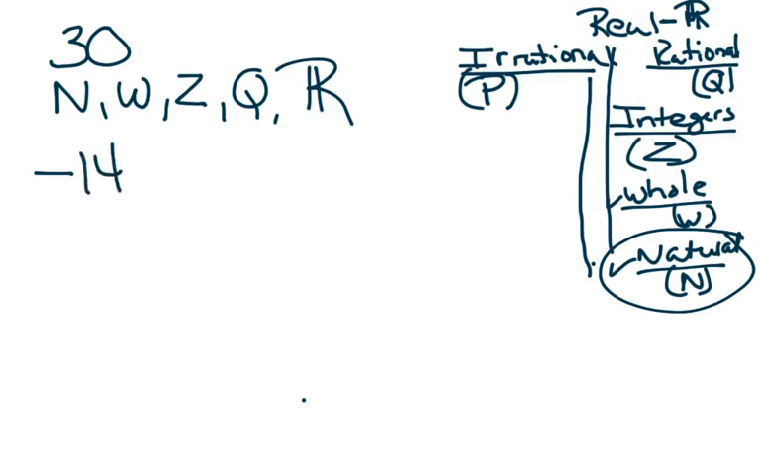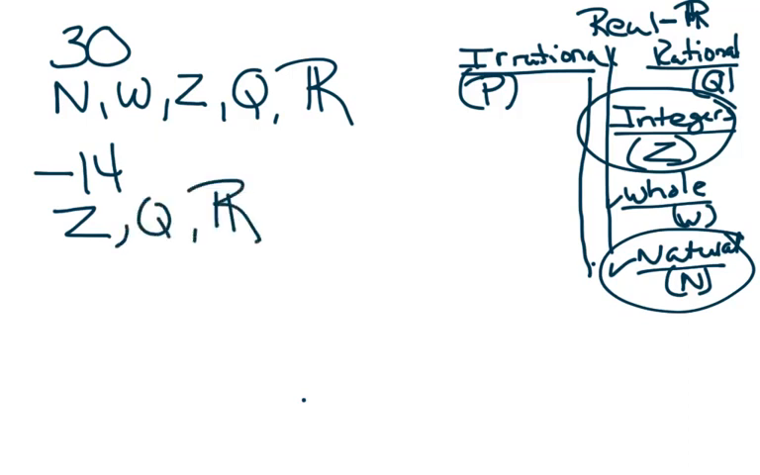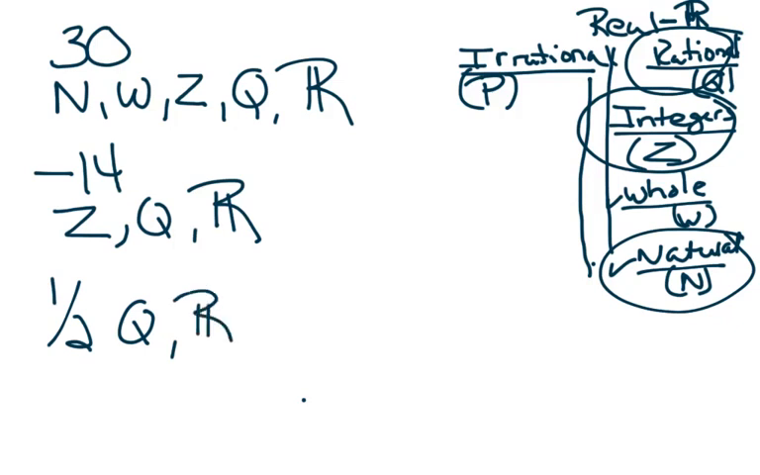Alright, what if I have -14? Alright, -14, that's going to be one of those integers, right? So it's going to be a Z and everything above it. So, rational and real. Alright, what about 1/2? Okay, that's going to be a fraction, but 1/2 is 0.50. It's a decimal. So it's going to be Q for rational, but it's also real. All of them are real.